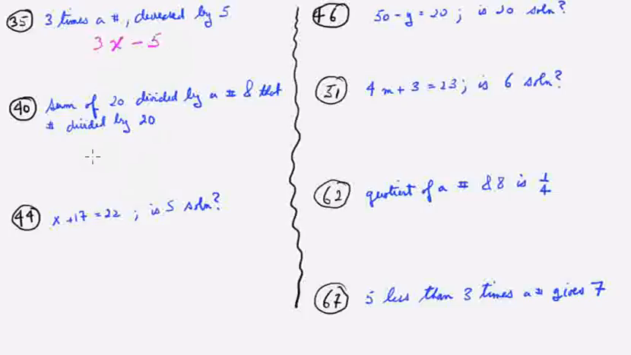The sum of 20 divided by a number and that number divided by 20. So the sum of 20 divided by a number and that number divided by 20. So I'm going to have two expressions that are added together corresponding to the two parentheses I have in the previous sentence.